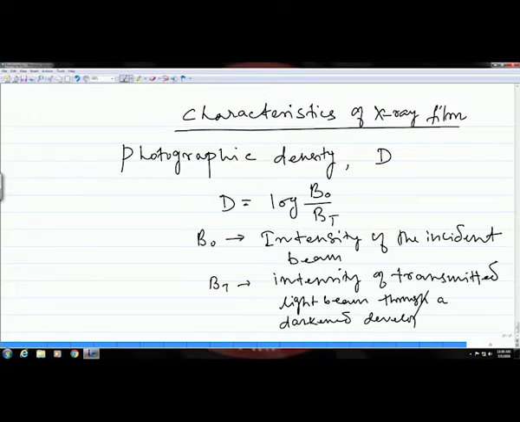So, you take the film which is already developed and darkened, and then measure the intensity of light which is passing through it. And now, if you take the ratio of this incident intensity and the transmitted intensity, which is I naught by I t, and if you take the log of it, you get the photographic density D. For example, if you have D equal to 1, then this means that transmission is 10%.